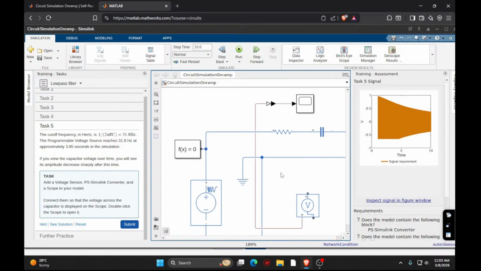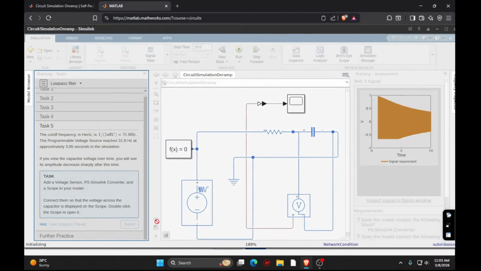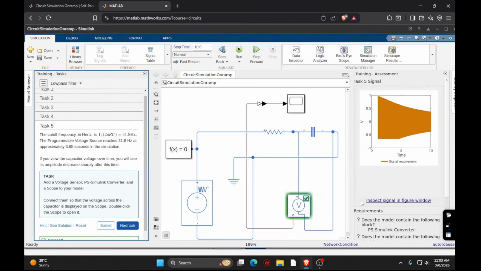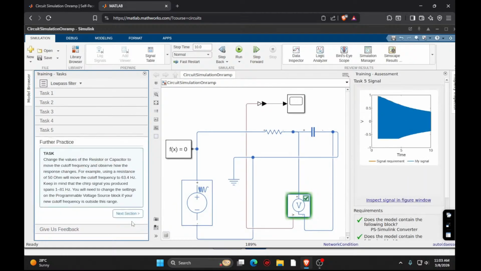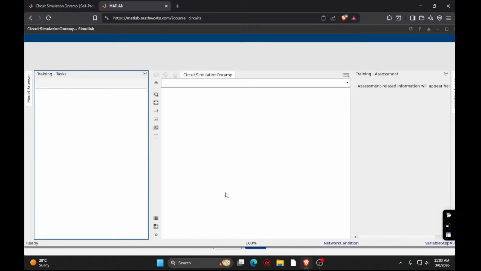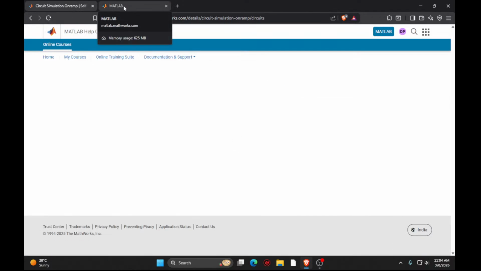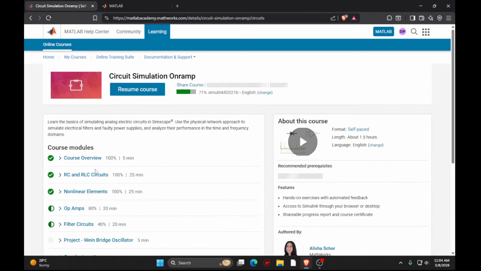Now connect them so that the voltage across the capacitor will be displayed. This is the frequency we are getting. So now I have completed, I think, 50% or 40%.